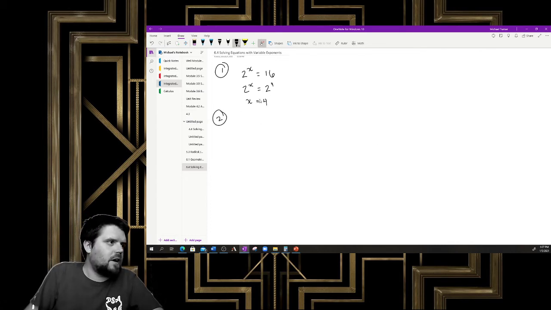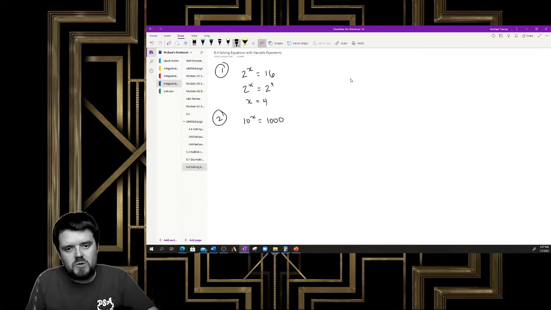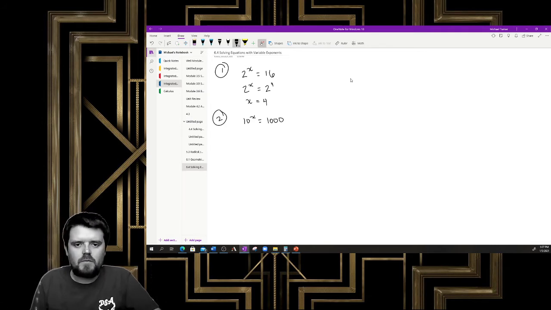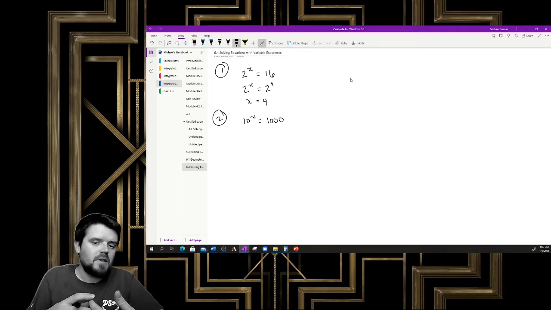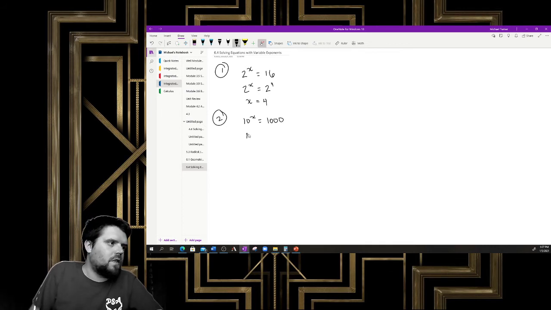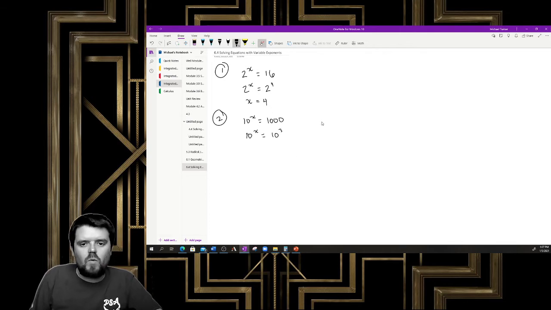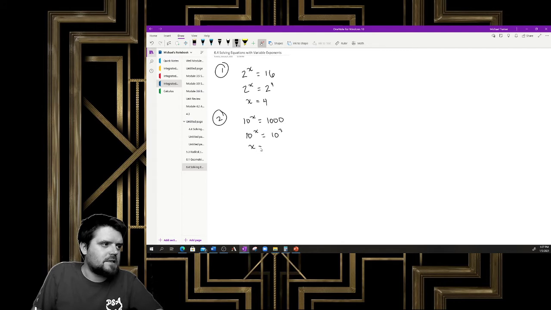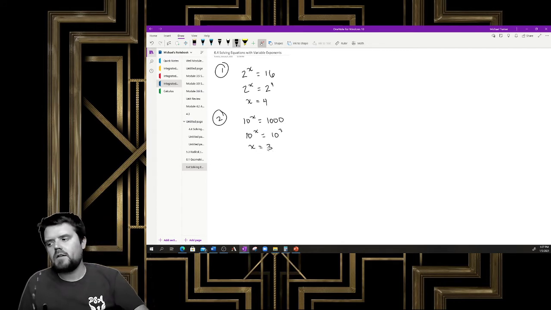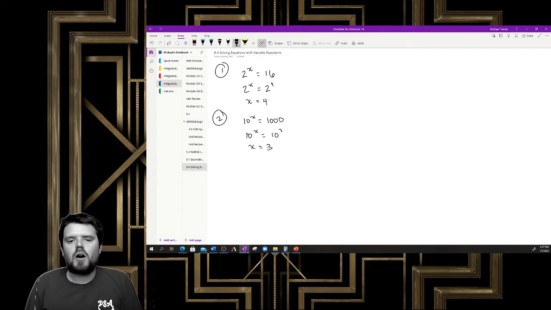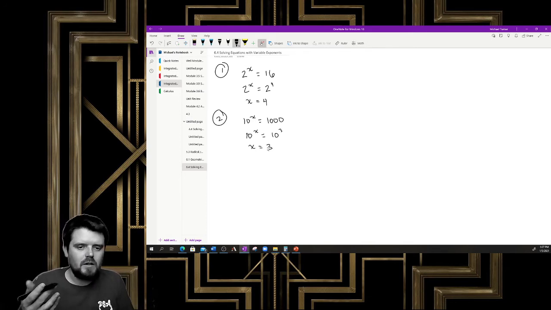Let's do another example here. Let's say I have 10 to the x equals 1,000. Same thing, if you can do the mental math, that's great, or you can use a calculator. You're trying to rewrite 1,000 as 10 to some power. 1,000 ends up being 10 cubed. Once you have the same base, you can set the exponents equal to each other. Therefore, my answer here is x equals 3. So most students get along okay on problems that are like 1 and 2, and you'll have a few questions on your 6.4 assignment that look like that.